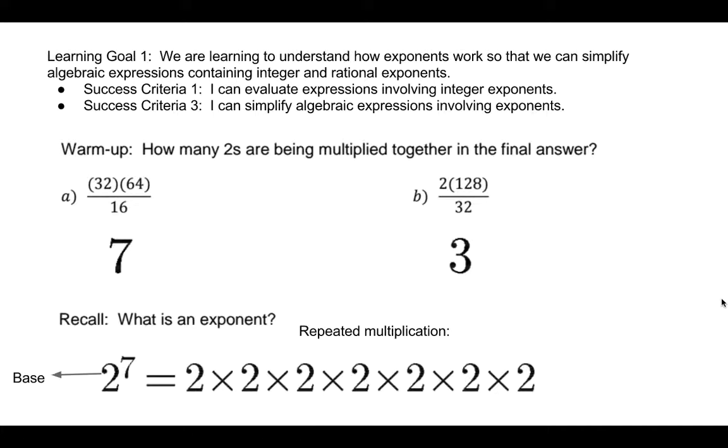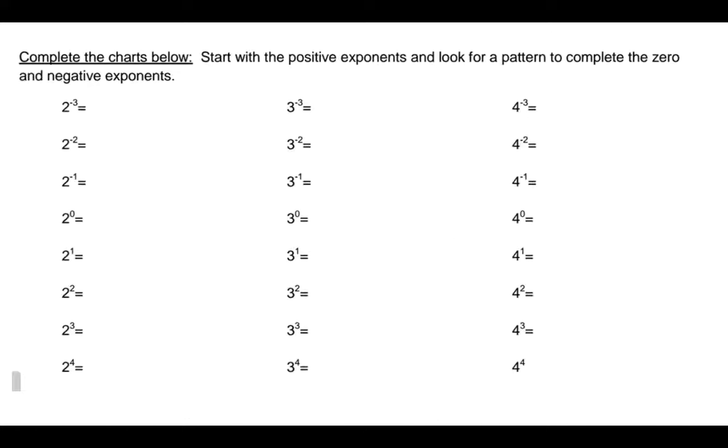The 2 is what we call the base, the 7 is the exponent, and the whole thing is the power. So 2 to the 7 is called a power. This repeated multiplication is a big part of understanding what exponents are. We're going to keep coming back to this even when we do the next lesson on fractional exponents.